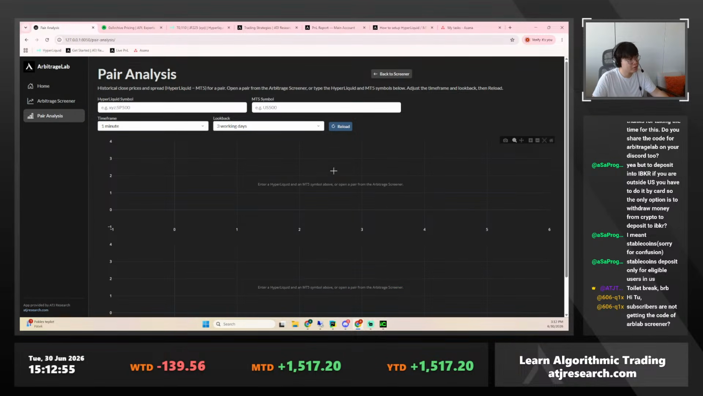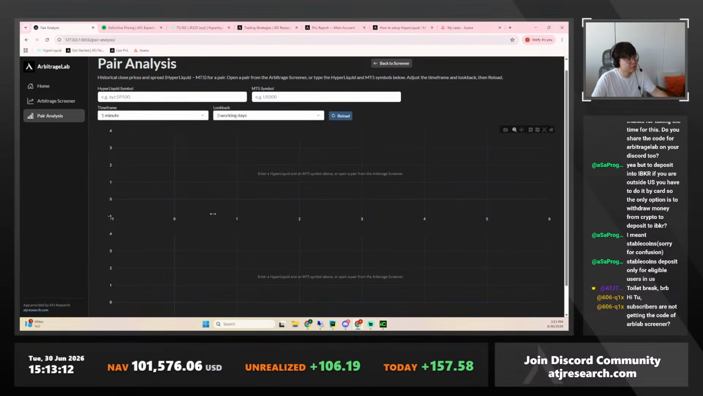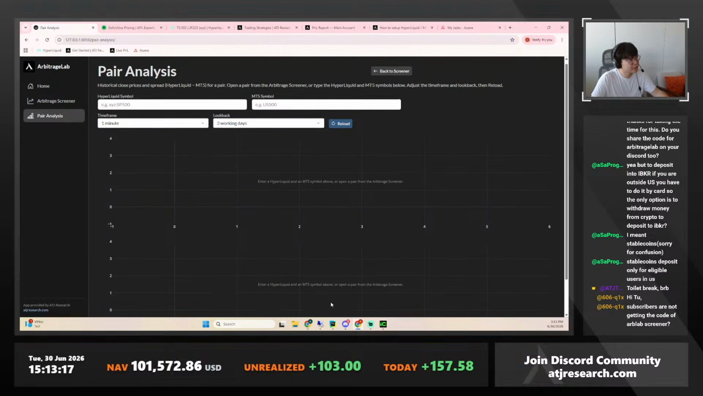So here we have a very detailed view of this pair. So in pair analysis, I think it's good that probably we could add a backtester and the calculator here. So it would actually be nice to have all the tools included in this app, right? Instead of having separate calculators. So I will add this into this app.